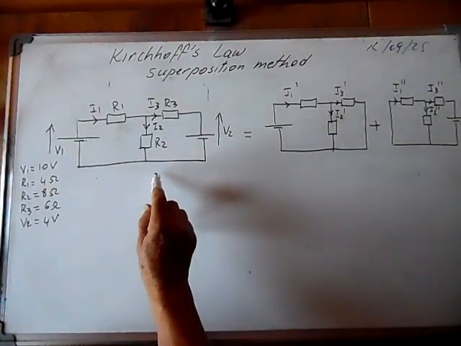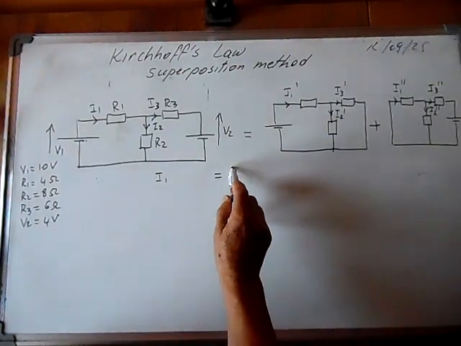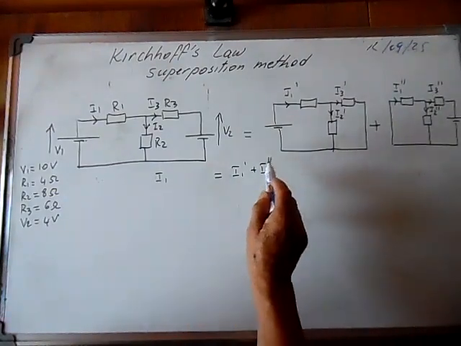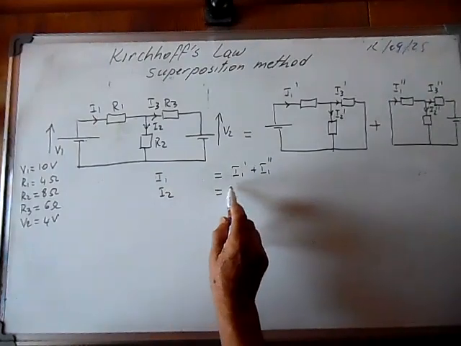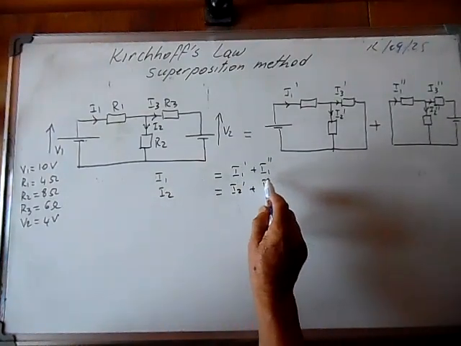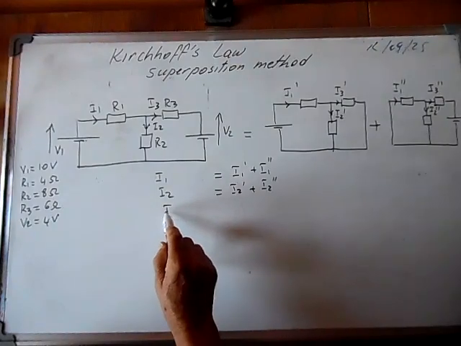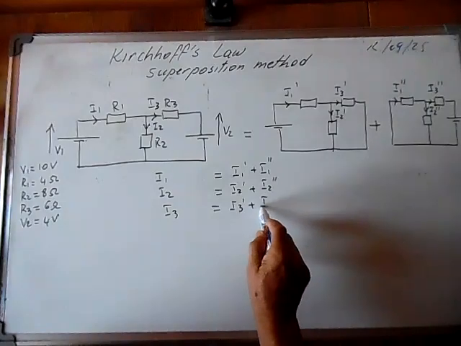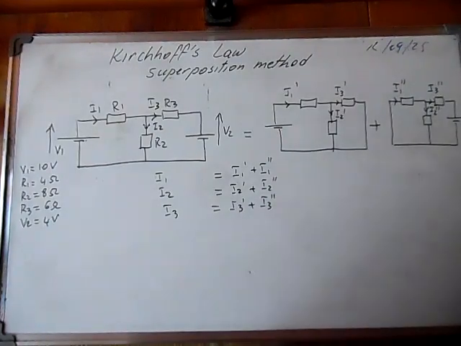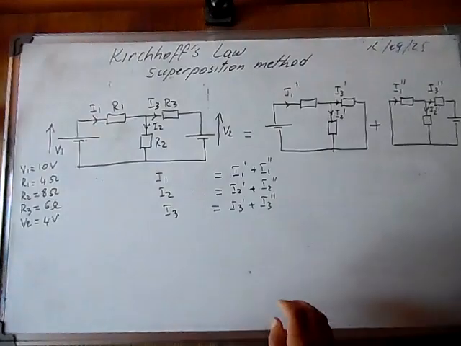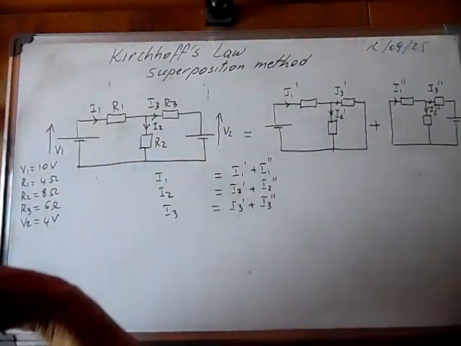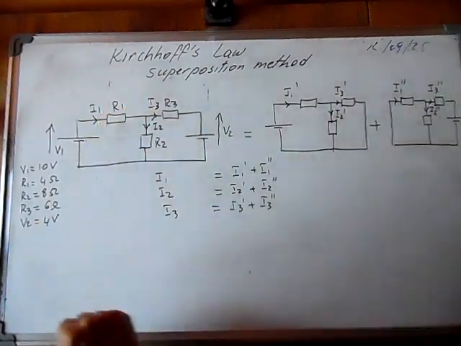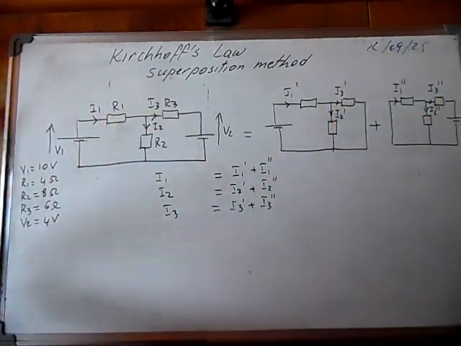So it means that the total current I1 will be I1 prime plus I1 second prime. I2 will be equal to I2 prime plus I2 second prime, and I3 will be equal to I3 prime plus I3 second prime. So let's first use this circuit to calculate the currents, and then we can use the equations that we derived here to calculate these two currents.